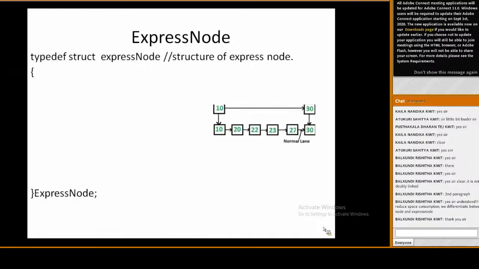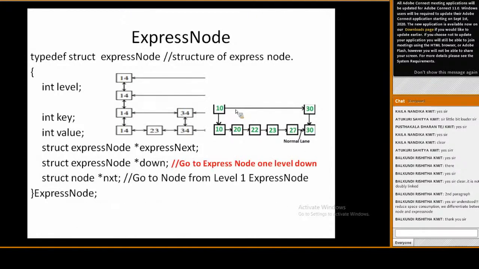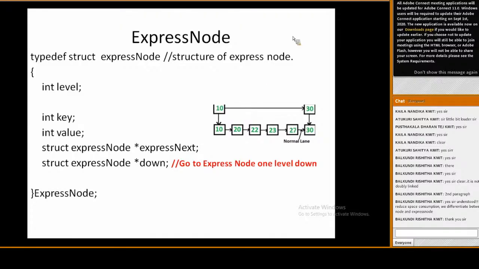Now, just a recap of what we have in the express node. The first element is for the level. The second element is for the key. The third element is for the value. The fourth is for the express node next. This 10, as you are seeing it on the screen in the express node, is connected to 30 in the express node. So this particular pointer is pointing to the next node in the express node, right?